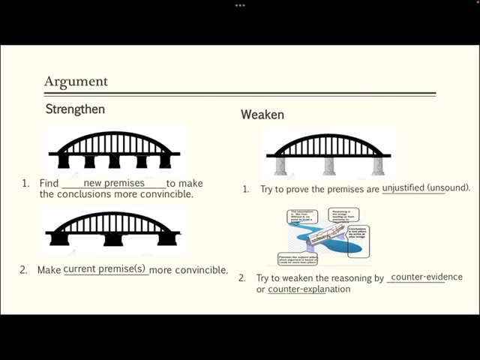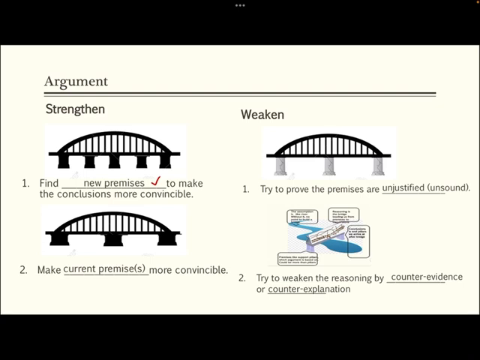When we try to strengthen, I always give my students a very good metaphor about the argument, which is that I compare it with a bridge. When we think about strengthening, we want this bridge to be stronger. The first way we can easily think of is to add more pillars to make the bridge stronger. So the first way is adding new premises to support the argument.